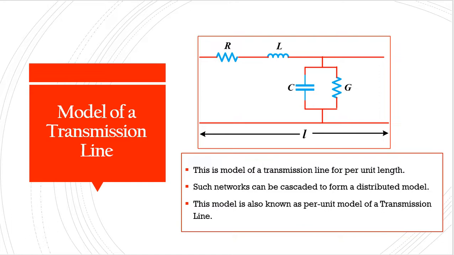This model of a transmission line is actually for per unit length, and such networks can be cascaded to form a distributed model. What is meant by cascaded? Cascaded means that the output of the first one is plugged into the input of the second one, or the output of the second into the input of the third, depending on which one you plug. Such a type of connection is known as a cascaded connection, right. This model is also known as the per unit model of a transmission line, right.